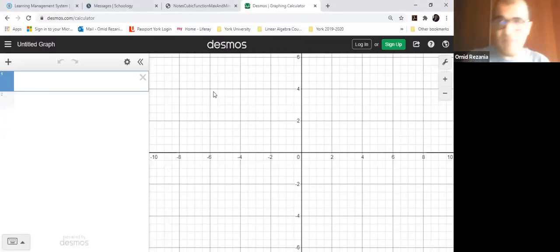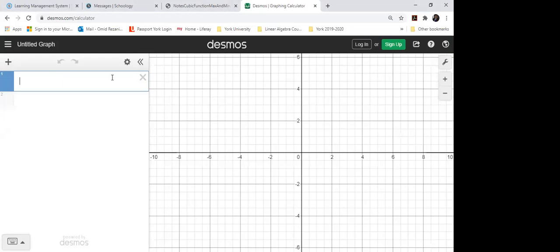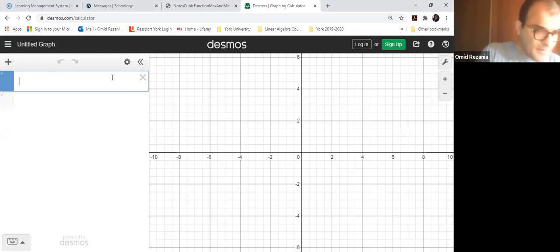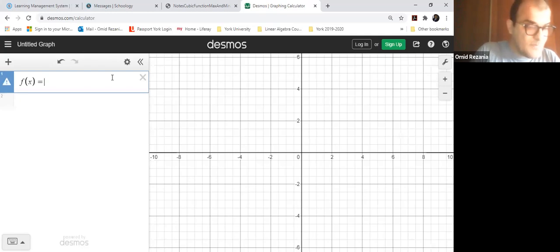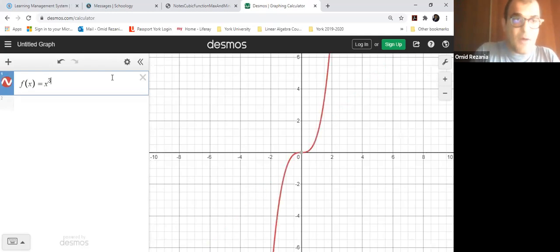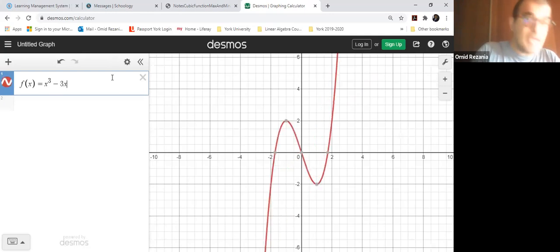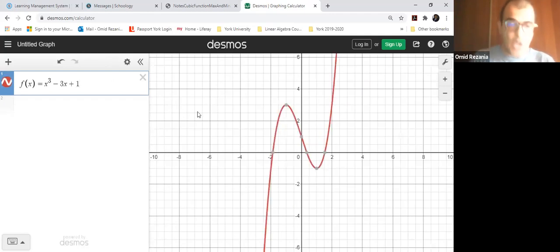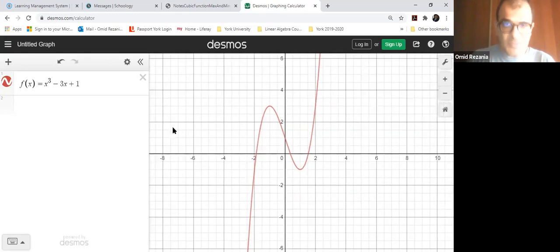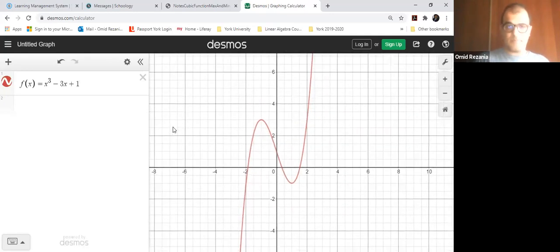Everyone has the shared view of Desmos from my desktop? Yes, fantastic. What was the function? I forgot it myself. Okay, the function which we had was f of x equals x to the power 3 minus 3 times x plus 1. It was our function which we just ran to find the critical points.